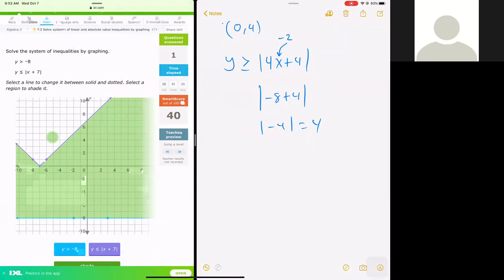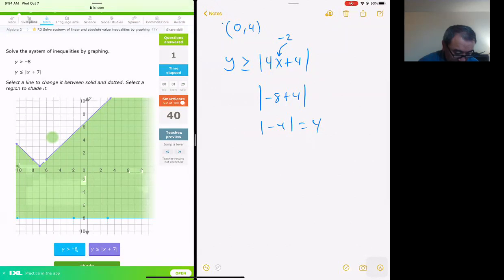Is the blue line dotted? Oh, thanks for catching that. You're right. You're 100% right about this line here. That line is dotted. Oh, we got that wrong, right? Great attention to detail, Leah.